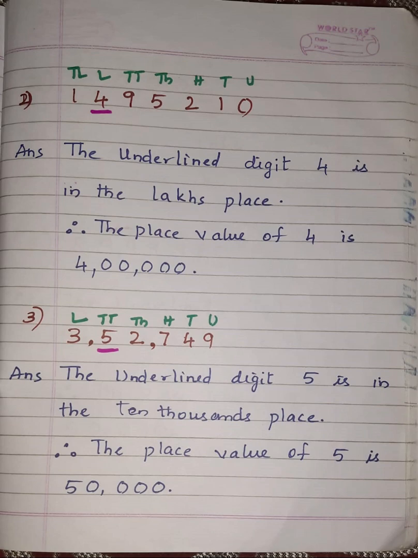You will write in the answer: the underlined digit 5 is in the 10,000s place. Full stop. And the next statement would be: therefore the place value of 5 is 50,000. Followed children? So in this way you have to write it in your classwork neatly.